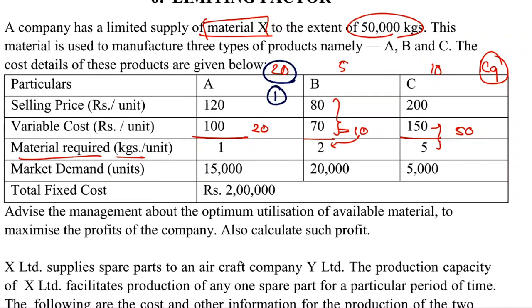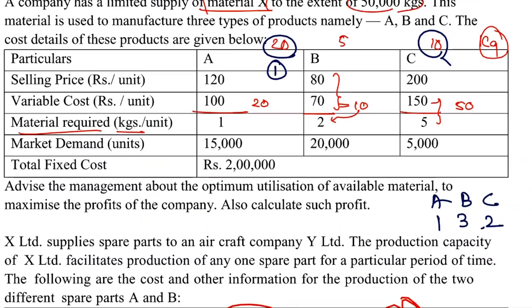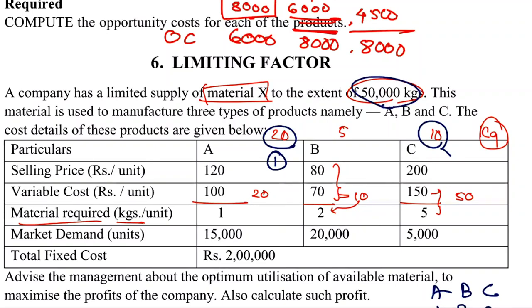Given a choice, in ranking, what will you produce first? First A, then C. So among A, B, C you will give the ranking like this. First A you will produce, then this and then this. Clear? Accordingly, production will be done. Just to give you the idea, let's say that. How many units, how many kgs do you have? 50,000. Let me just complete in a rapid way.